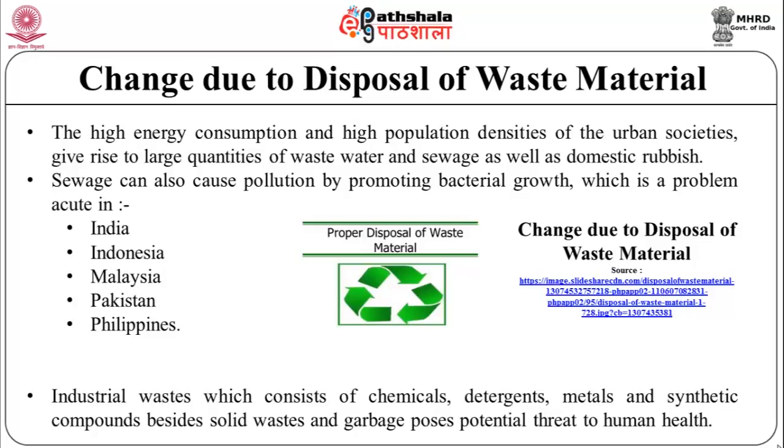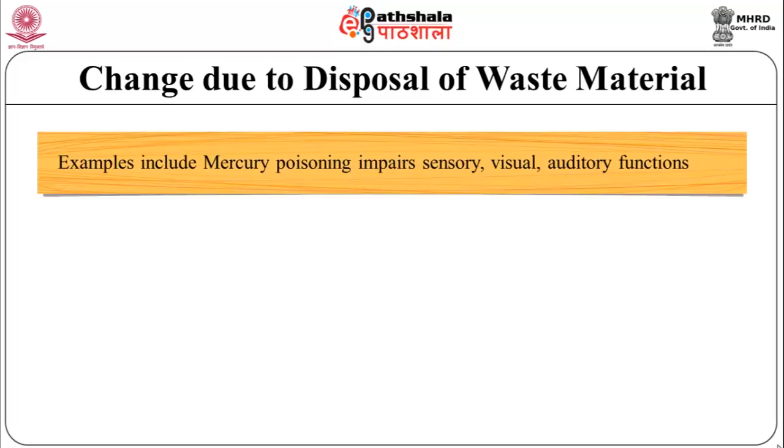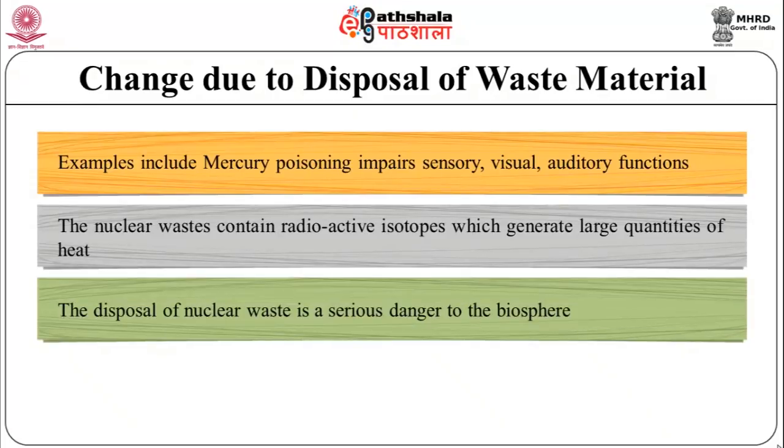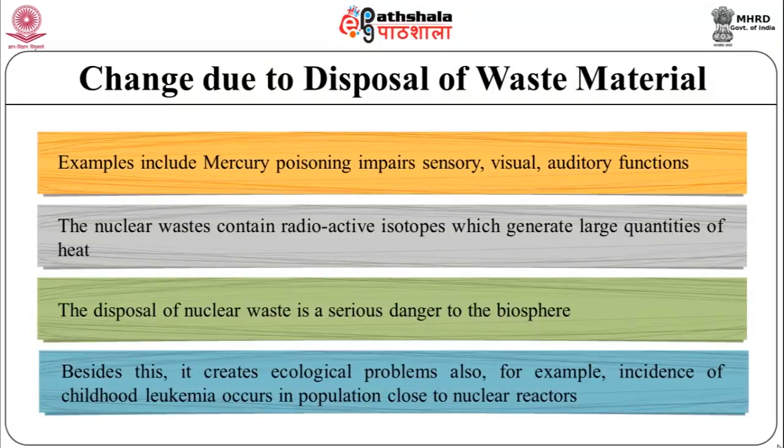to human health. Examples include mercury poisoning, which impairs sensory, visual, and auditory functions. The nuclear waste contains radioactive isotopes which generate large quantities of heat. The disposal of nuclear waste is a serious danger to the biosphere. Besides this, it creates ecological problems also. For example, incidence of childhood leukemia occurs in populations close to nuclear reactors.